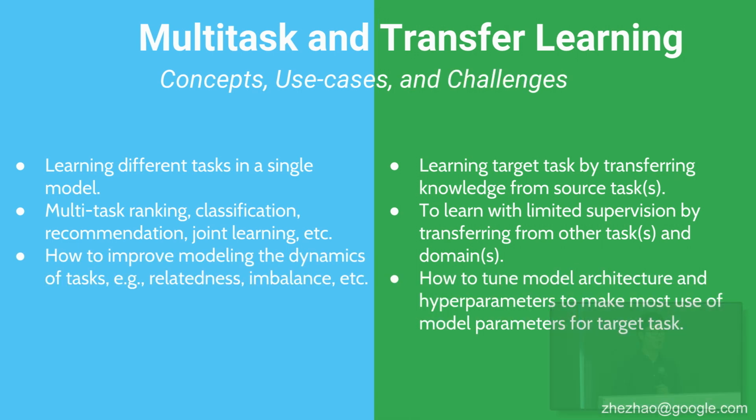And there are still a lot of open challenges here, including how we can measure, because we are training different objectives altogether, how we can improve the training dynamics of multiple tasks by exploring different model architectures, and how we can understand how task relatedness and imbalance of the data can affect the multitask model. And for transfer learning, how we can tune model architectures and also hyperparameters so that we can have a perfect model architecture setup that adapts from the capacity of the source model and makes the best use of these model parameters for the target model.